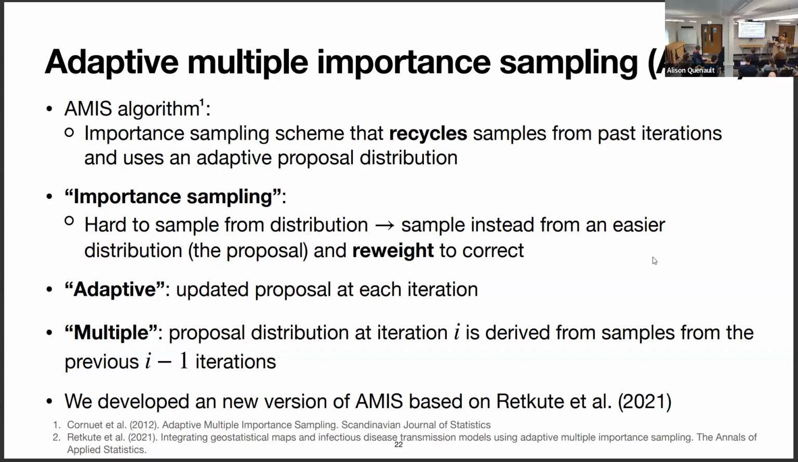So if you break down the different components of this, we have importance sampling, which we've talked about already. Adaptive is named because we're updating the proposal at each iteration. And multiple is because at each iteration, we're generating the proposal by using all of the samples from the previous iterations to inform where a good area of the posterior, or the values of theta, could be. And so we developed a newer version of this AMIS algorithm for this work.